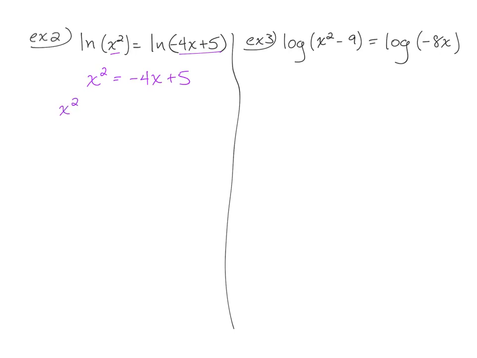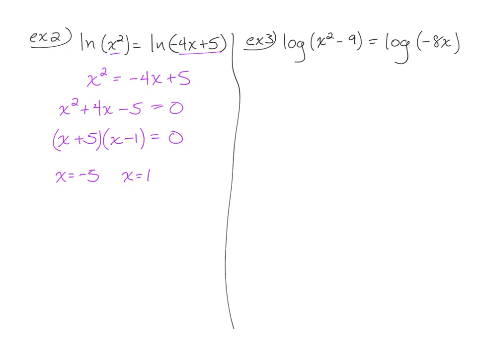let's add 4x to both sides and subtract 5 from both sides to get this equation. And then always, when you have a quadratic equation, you want to see if it'll factor first, and this one does. So we have x plus 5 and x minus 1. These are the two linear factors. From here, we can set each factor equal to 0 and solve for x and get x equals -5 and x equals +1.